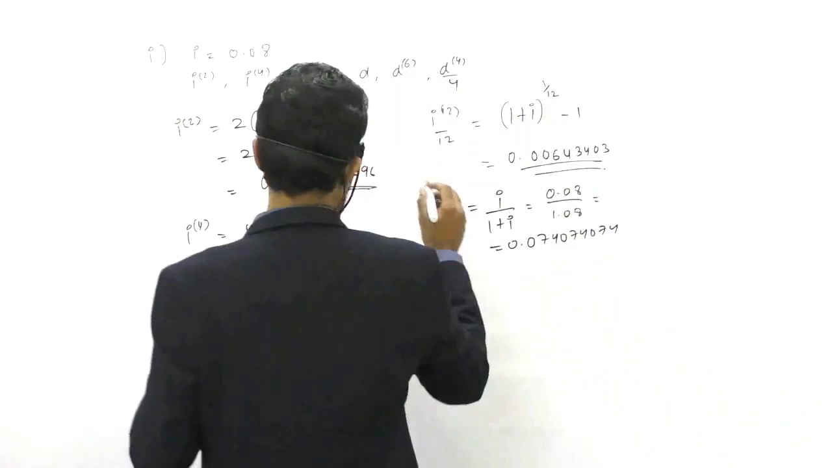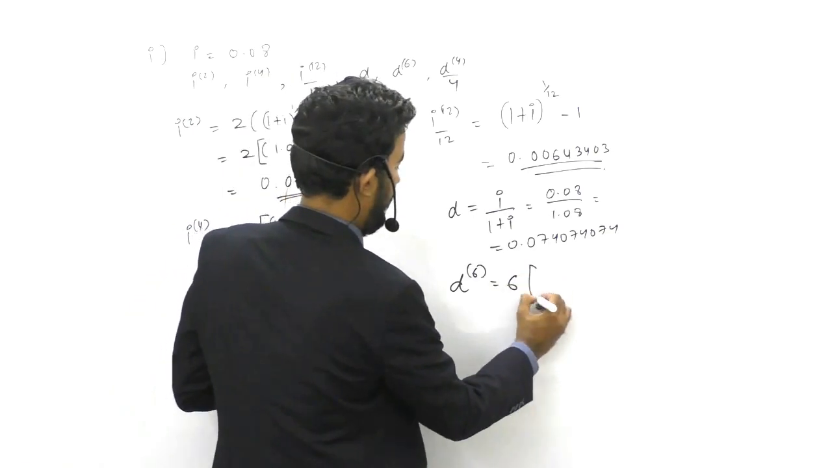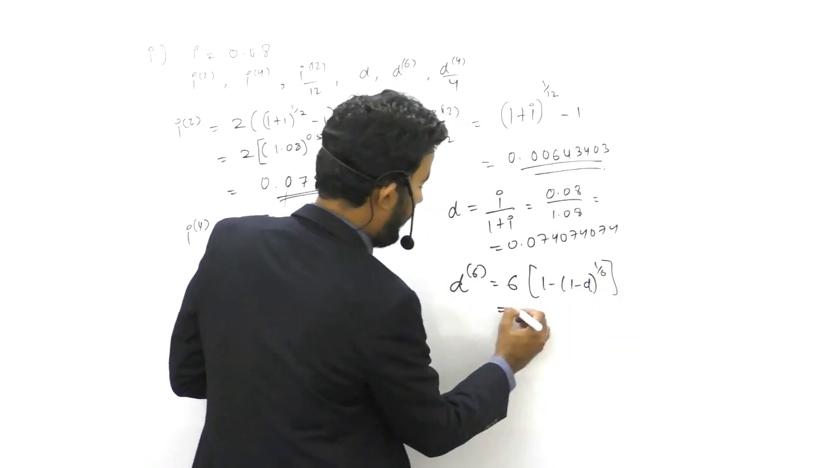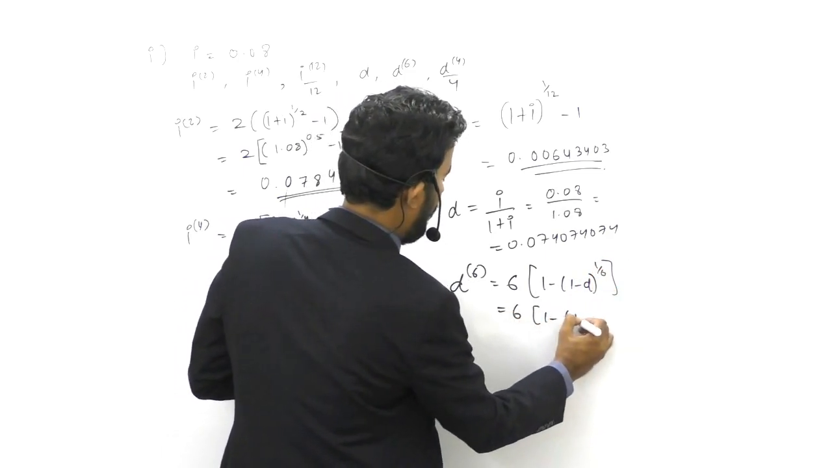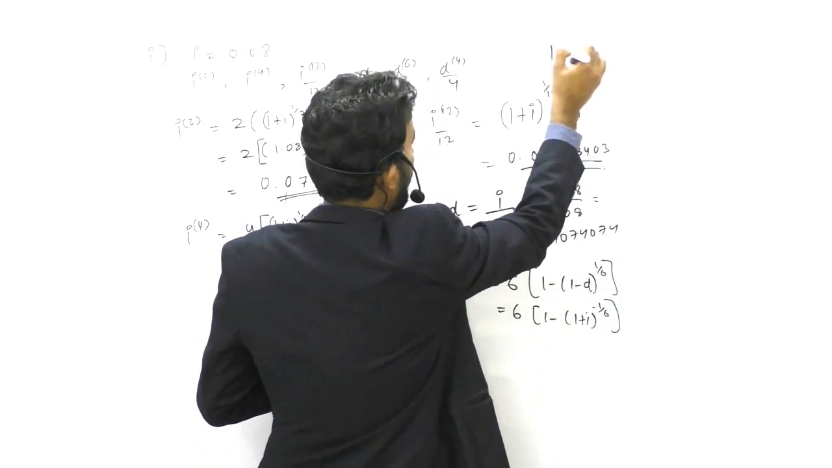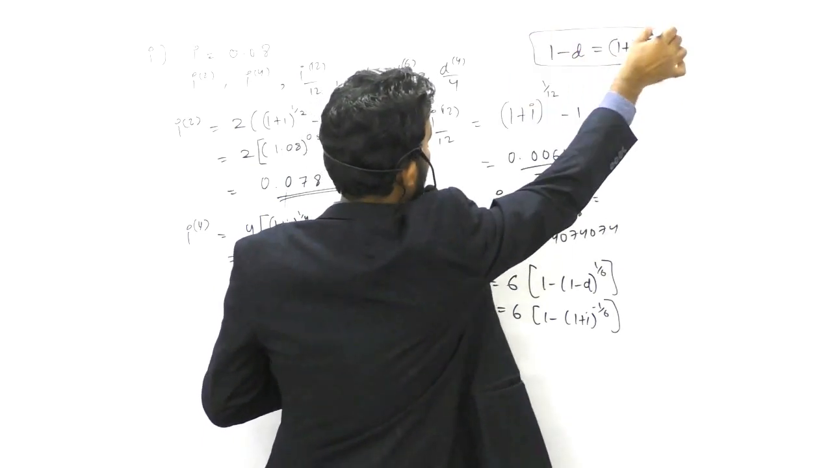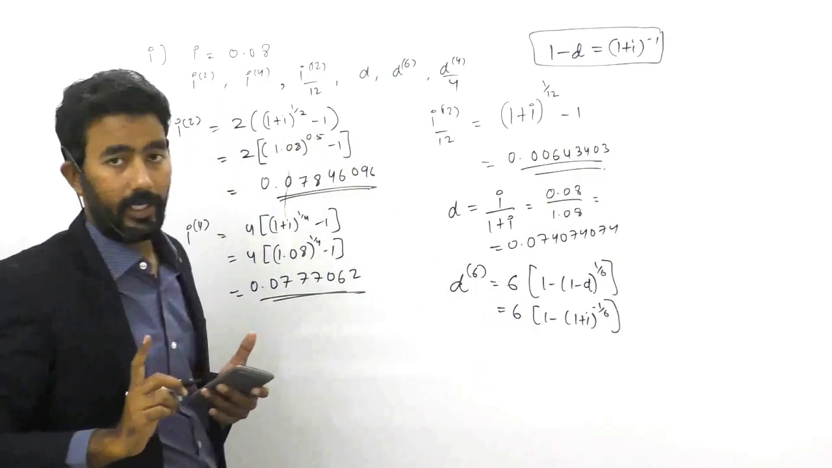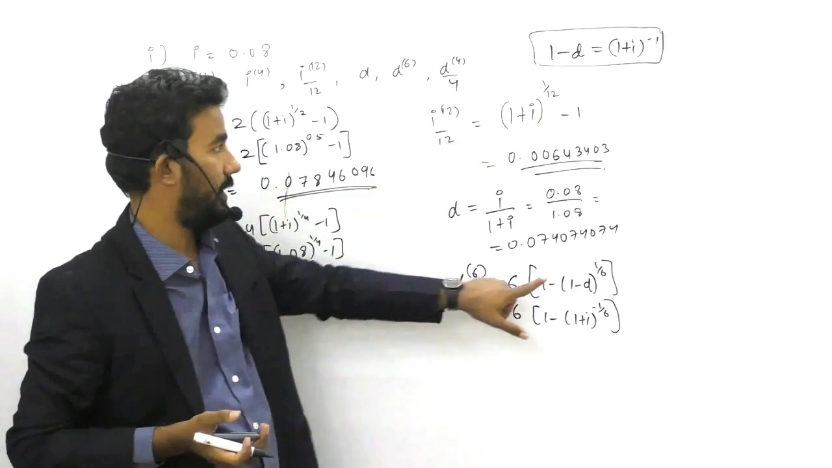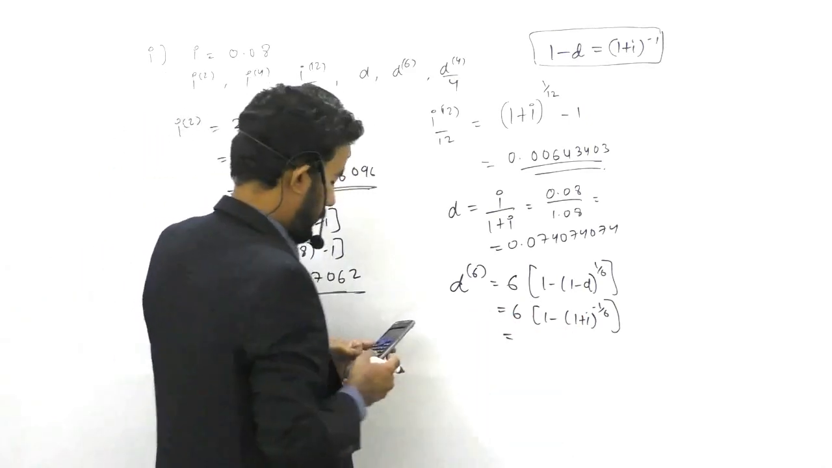Once I found the discount rate, I can find D6. D6, I can write it as 6 into 1 minus D raised to 1 by 6, or I can also write this as 6 into 1 minus 1 plus I raised to minus 1 by 6. If you remember, we had stated that 1 minus D is equal to 1 plus I raised to minus 1. This was discussed in the video where we discussed the relationship of I and D. We had written this equation very clearly. If you do not remember, just go through it once. So I replaced 1 minus D by 1 plus I raised to minus 1. Both are actually the discount factors. Let me see what the answer is.